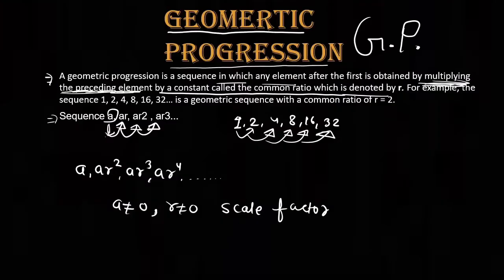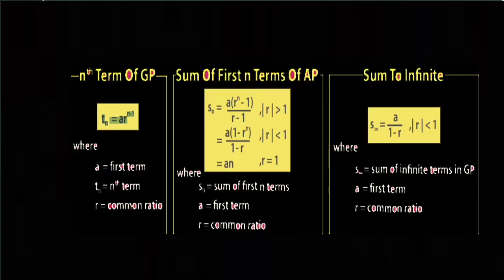Now we will study its elementary properties, that is, the elementary properties of GP. So first we will talk about the nth term of GP. The nth term of GP is given by Tn is equal to A into R raised to the power n minus 1. This is the nth term of any GP.